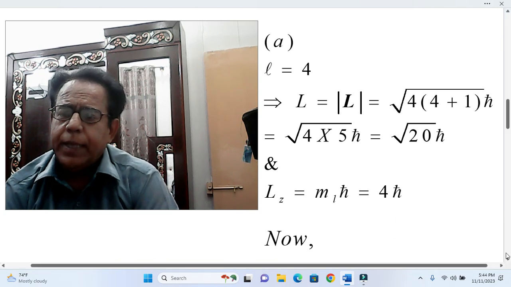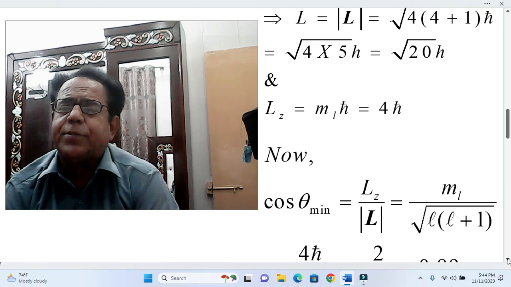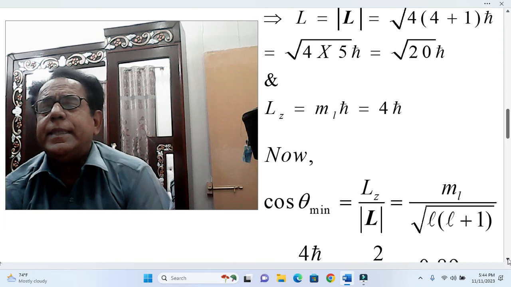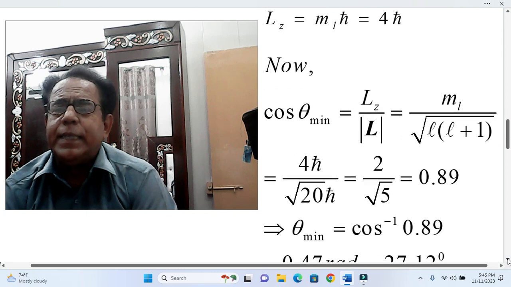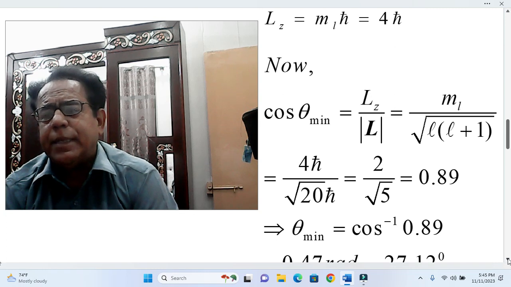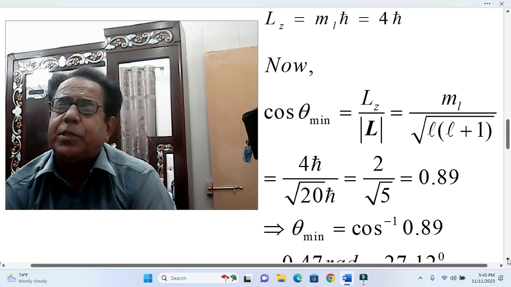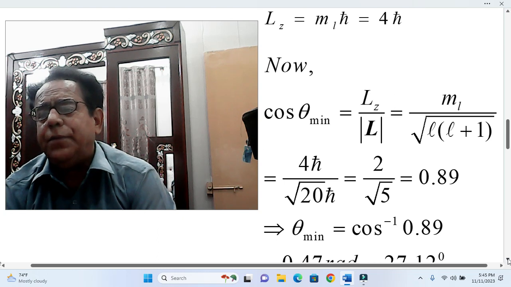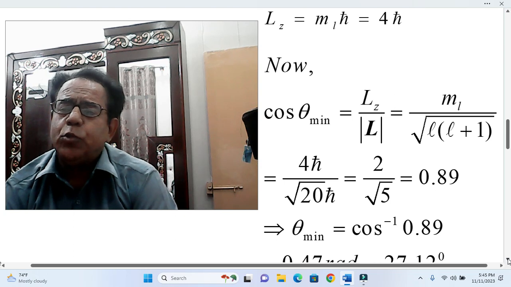Next, Lz is equal to ml h cut, or h bar or h reduced, where h cut is equal to Planck's constant divided by 2 pi. This becomes equal to 4 h cut. Now cos theta minimum, where min is written as a subscript of theta, becomes equal to Lz over capital L modulus, absolute value. This becomes equal to small m, with small l as a subscript, divided by under root small l into small l plus 1.